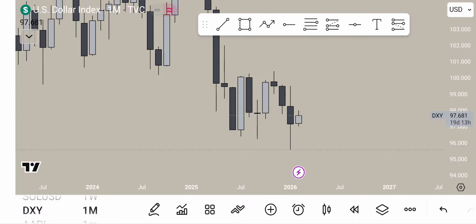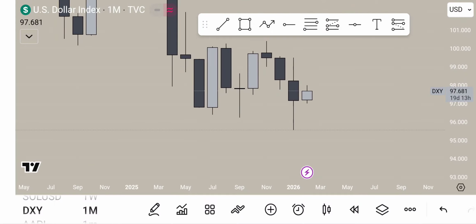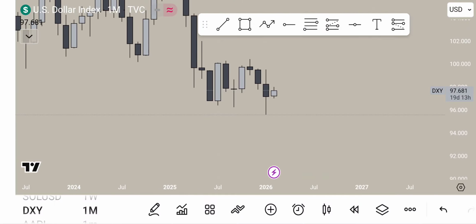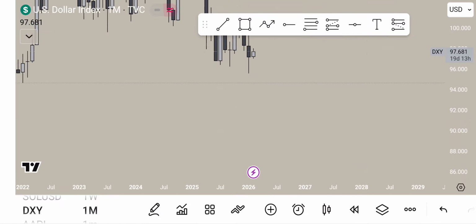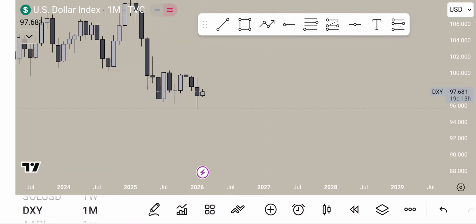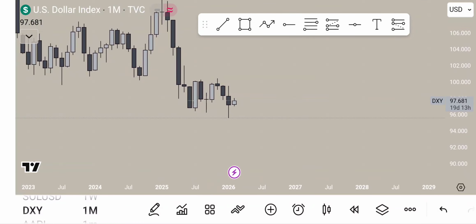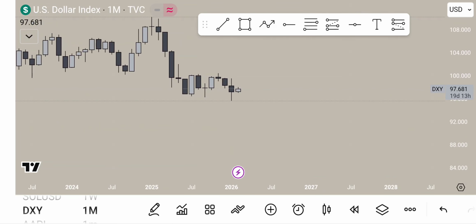So now we are getting settled, and let's look at what the market is telling us. Today I'll be looking at the dollar index, and what we are expecting from dollar pairs from tomorrow, next week.